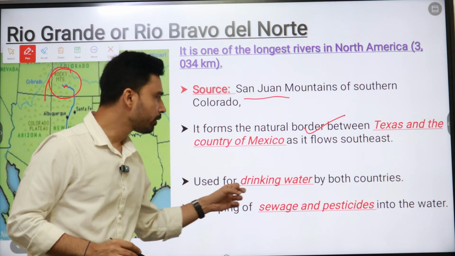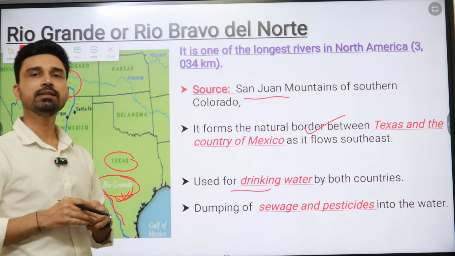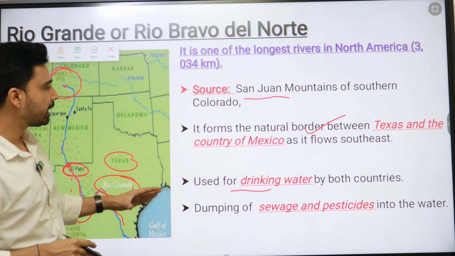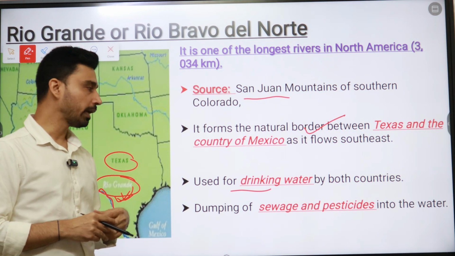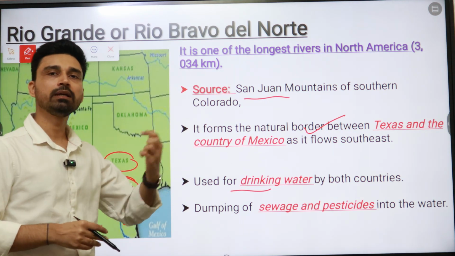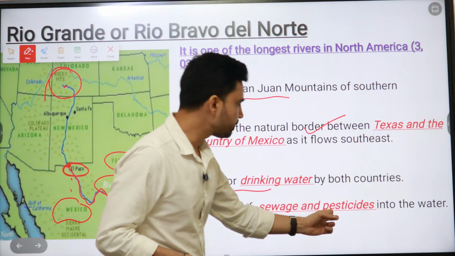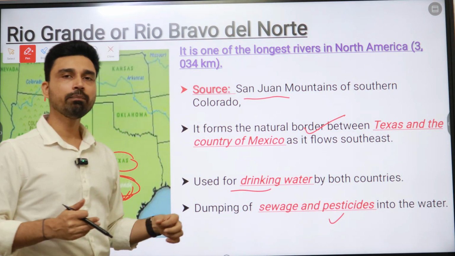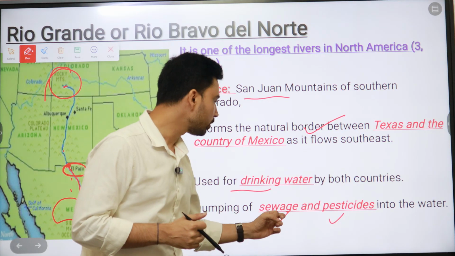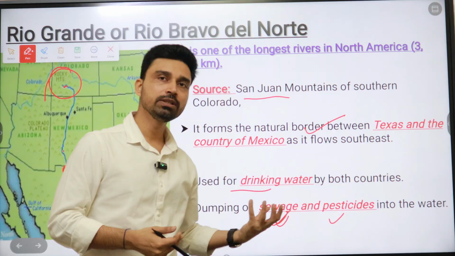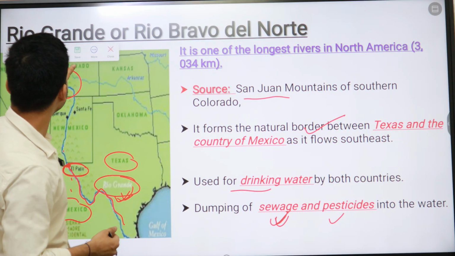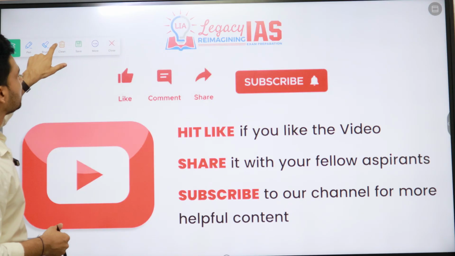Very important because in both countries, the people living in this area use the river water for drinking purposes. The problem however is that in recent times, due to the agricultural activity that we are seeing being carried out here, a lot of pesticides as well as rapid urban development has resulted in drain water, that is sewage discharge, into the water of this river, causing significant pollution and degradation in this river.